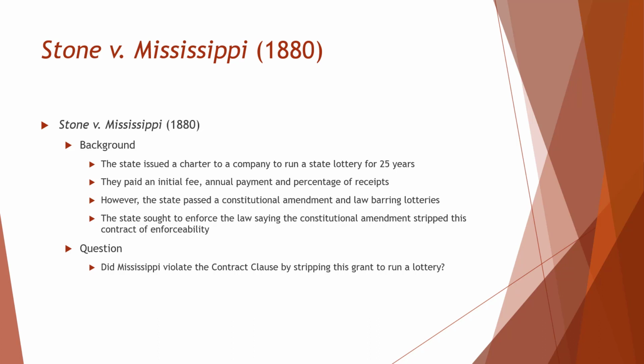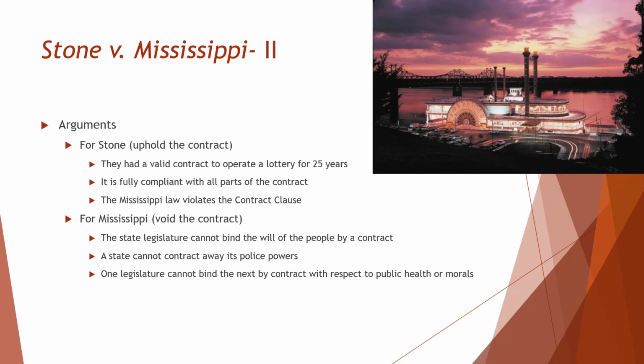So the state sought to enforce this, saying that the Constitutional Amendment stripped the contract of enforceability. So basically, who wins is a good way of putting it. And for Stone, they had a contract for 25 years. It was fully spelled out, all of the provisions here, and Mississippi was bound by the contract clause.